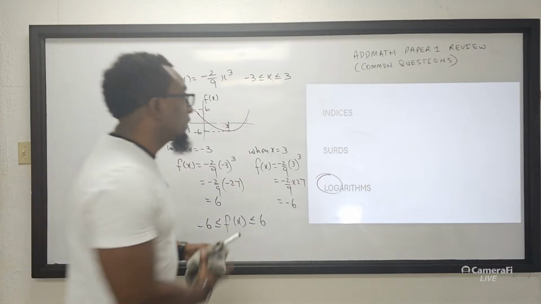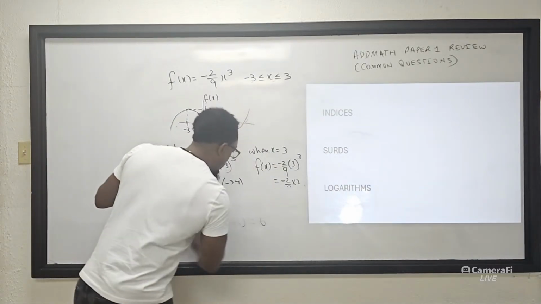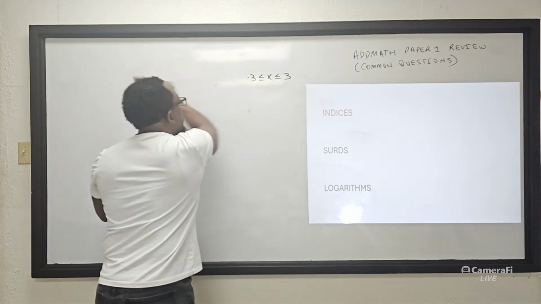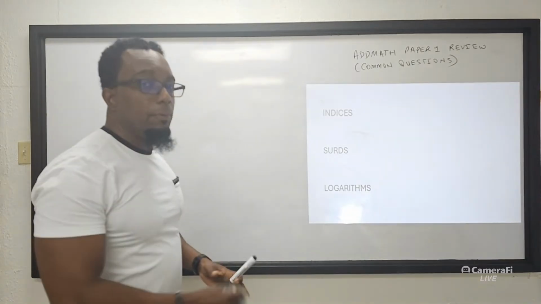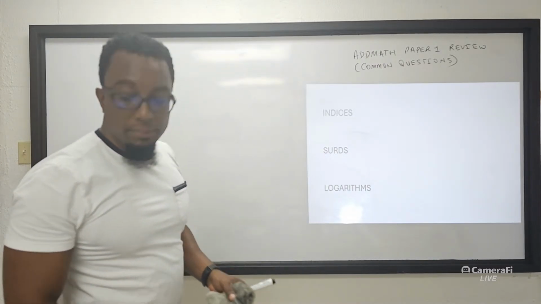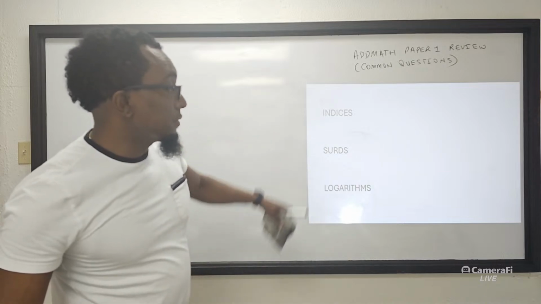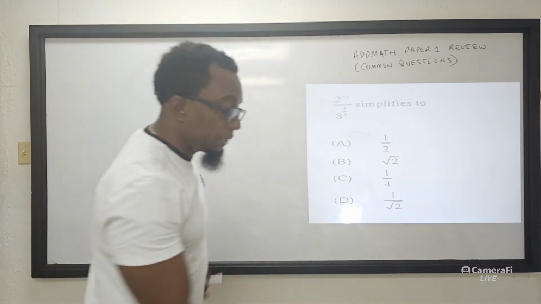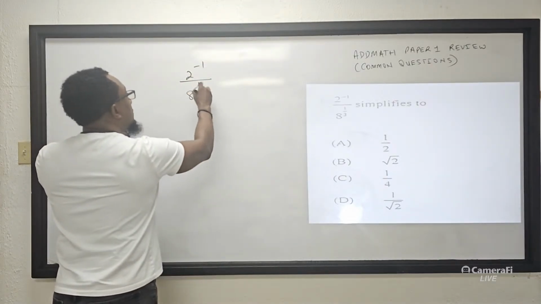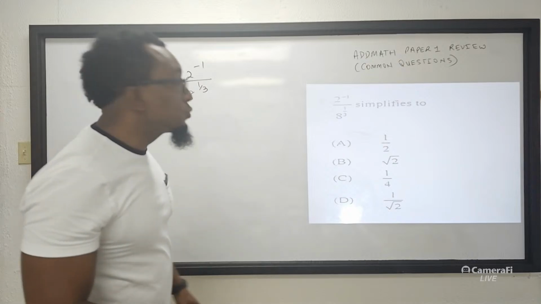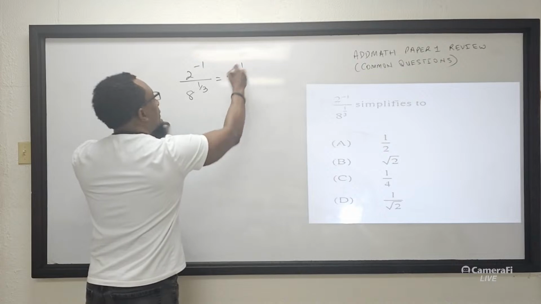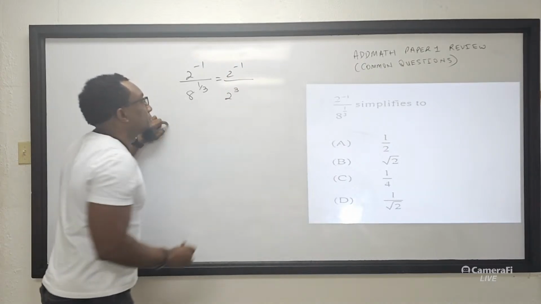So we're looking at some questions now on indices, surds, and logarithms. Before, we looked at remainder factor theorem, quadratic equations, and quadratic inequalities. So let's look at some indices, surds, and logs, right? You can see this question is very common: 2 to the power of negative 1 all over 8 to the power of a third. So what we can do here, 8 can be expressed to a base of 2.